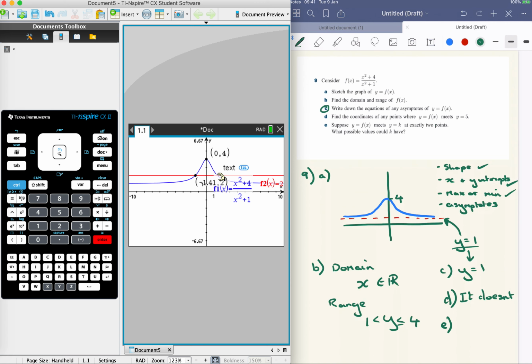So there's a whole range of values that k could take in order to meet exactly 2 points. So what are they? Well, given the symmetry of the graph, k is going to have to be very similar, in fact identical to my range. So k can be from 1 up to 4. And there we are.